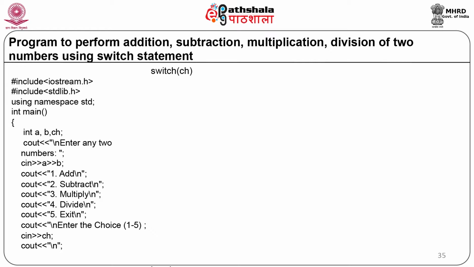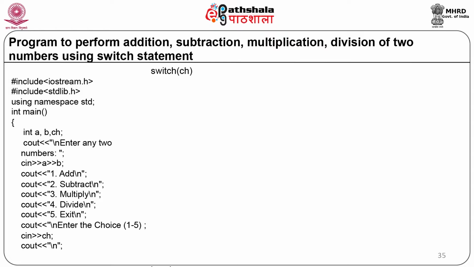Now we are asking the choice from the user. Cout, enter the choice between 1 to 5. We are taking the input as cin >> ch. So here the user will give the menu option between 1 to 5. We are displaying the \n, that is a new line character, and now we are having the switch statement, switch ch. So the value entered will be compared with each of the case labels.